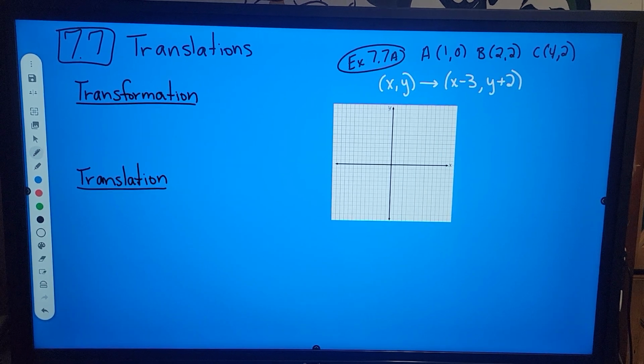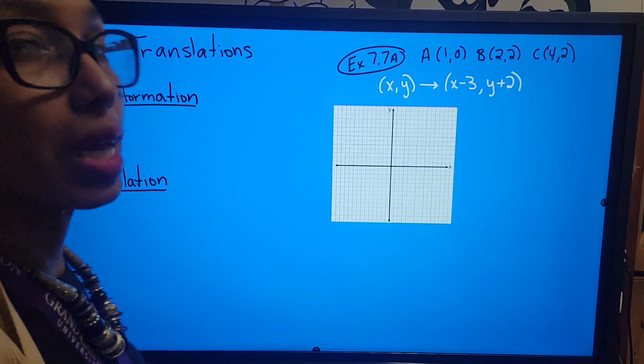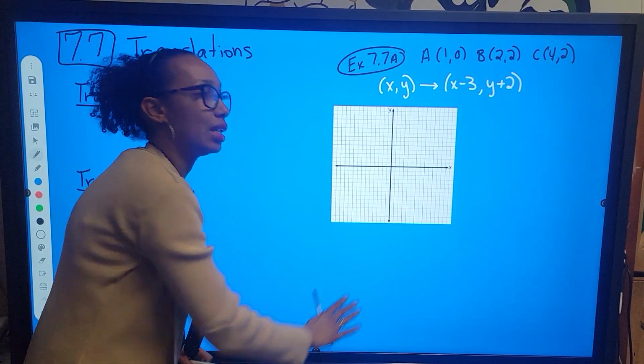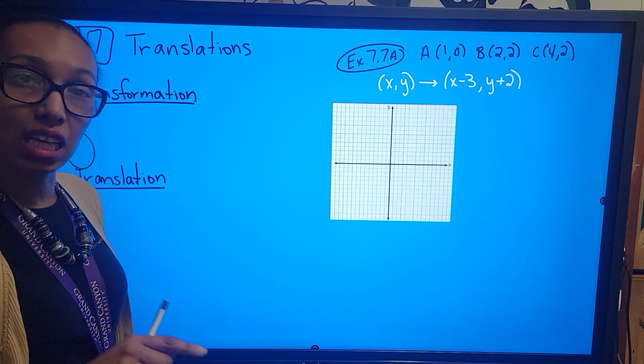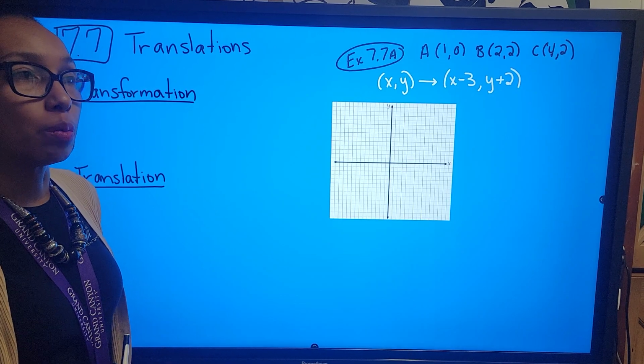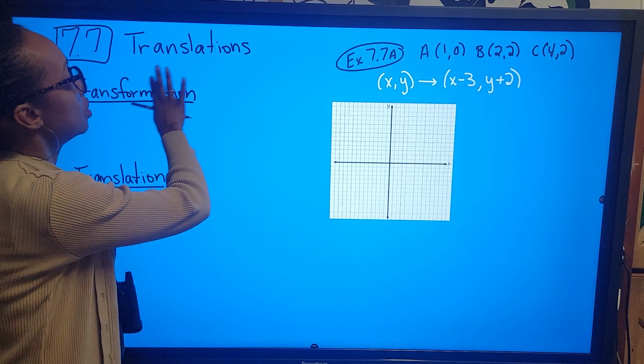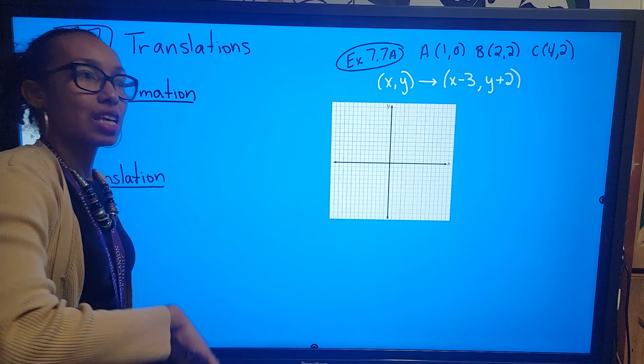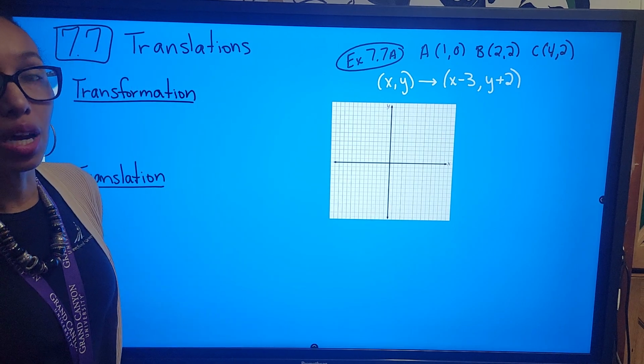Today we're looking at section 7.7, which is about translations. We've been working within the coordinate plane, locating things on the plane. Today we're going to talk about how we can do some translations. First off, let's know what a translation is. Not the same as translating into a different language.